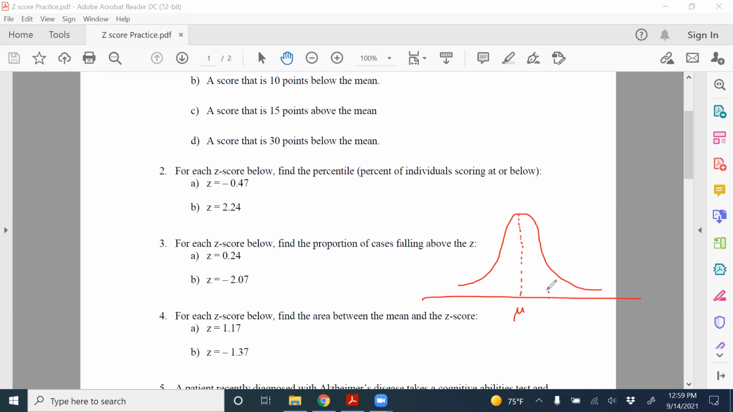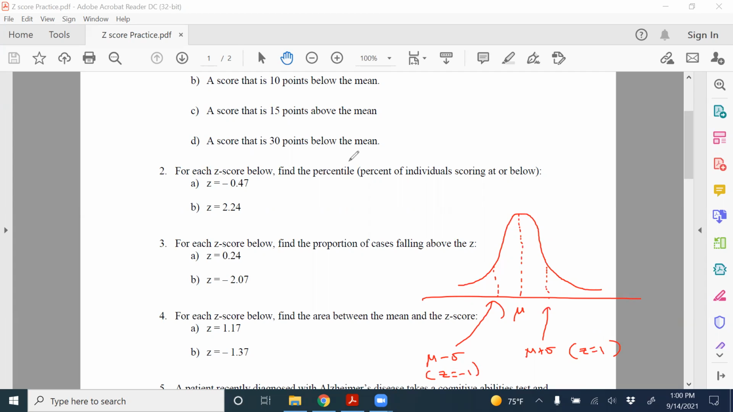And what's going to happen is that this right here will be mu plus sigma, which is a z-score of 1. This right here will be mu minus sigma. I could draw it better, which would be a z-score of negative 1.